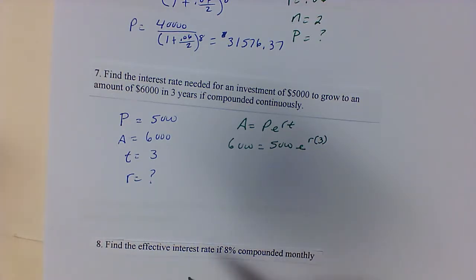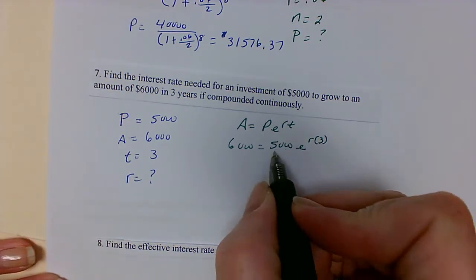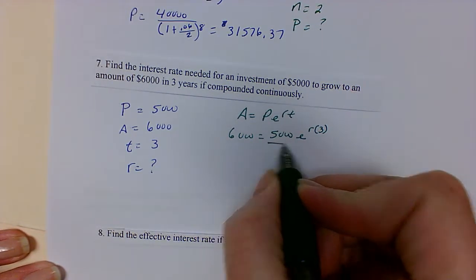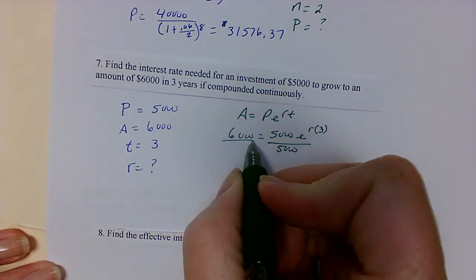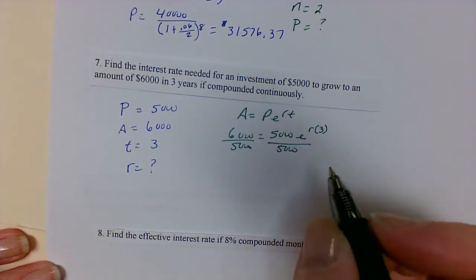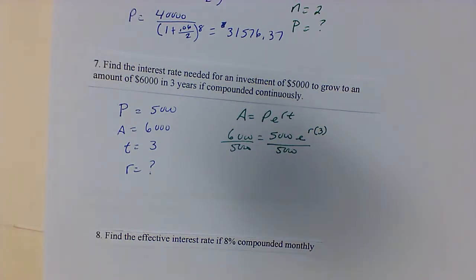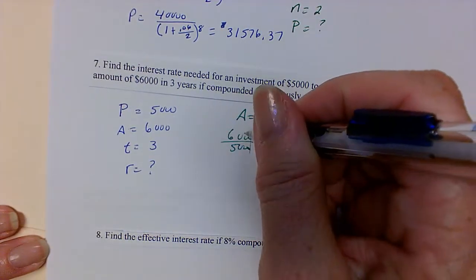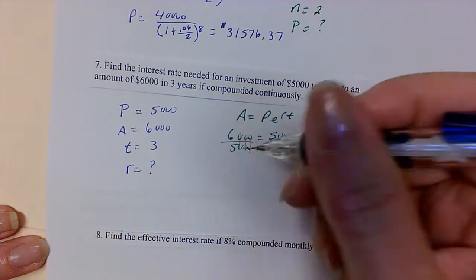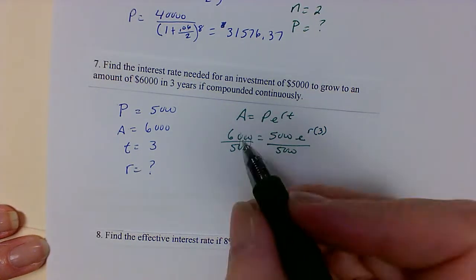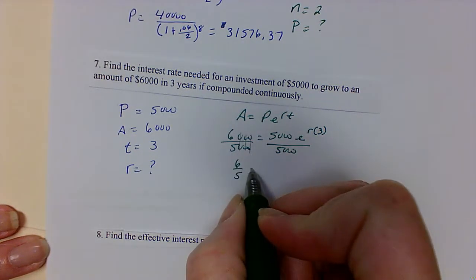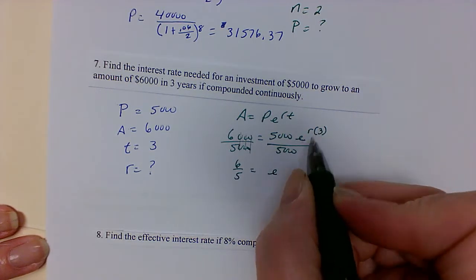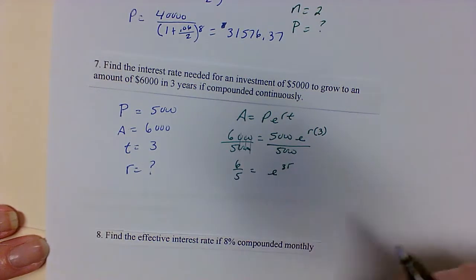So we're going to solve this like we've solved several problems. And first thing we're going to do is divide by that 5,000. So I'm going to divide both sides by 5,000. And we've talked many times in class about how if we have zeros that line up, we can reduce that down. So that'll get us 6/5 is equal to E. I can change the order here and make that to 3R.